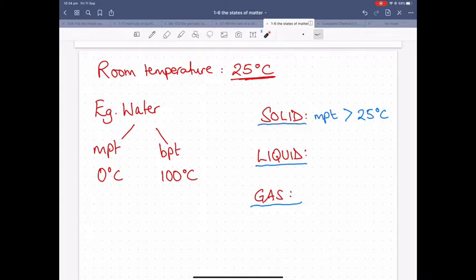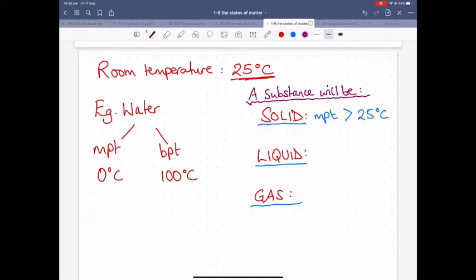Okay. Let's move on to gas. When is a substance going to be a gas at room temperature? Let's give this a little heading first of all. A substance will be, so we can make that the heading.